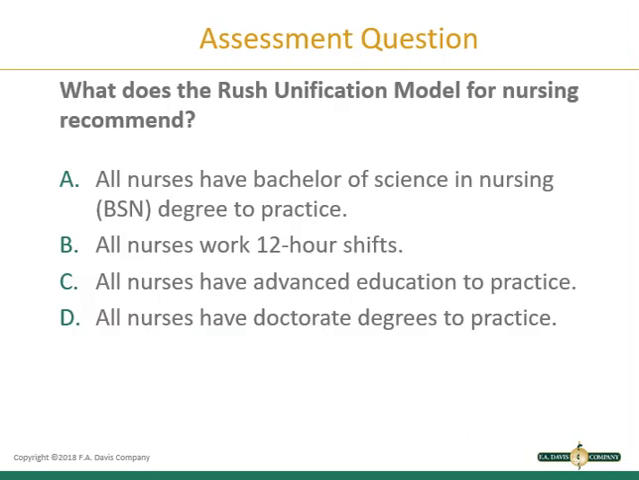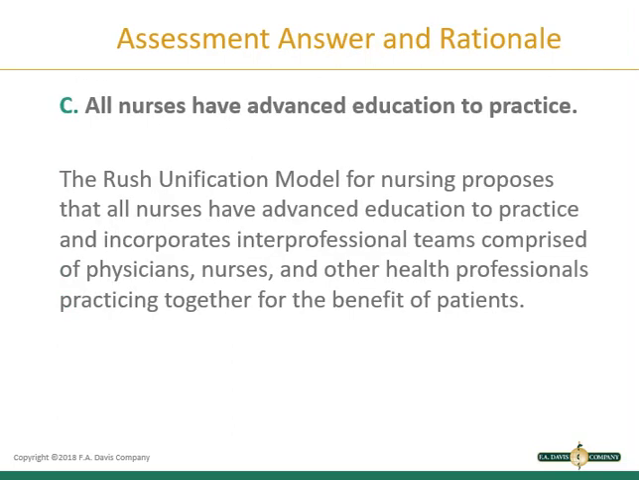Let's do one more knowledge check. What does the Rush unification model for nursing recommend? All nurses have Bachelor of Science nursing degrees in practice. All nurses work 12-hour shifts. All nurses have advanced education to practice. All nurses have doctoral degrees to practice. So the key to this is that all nurses have advanced education to practice.